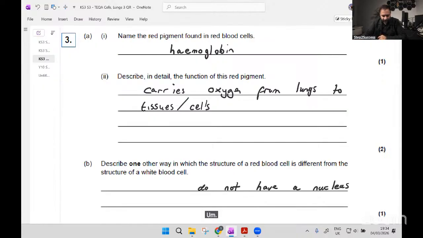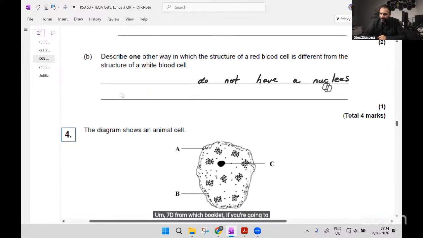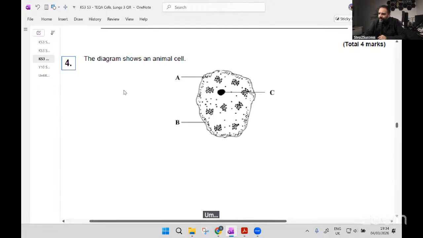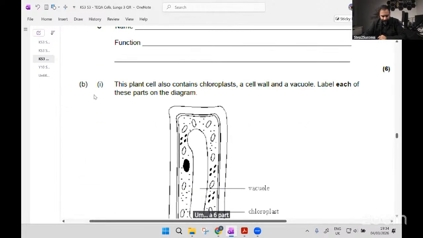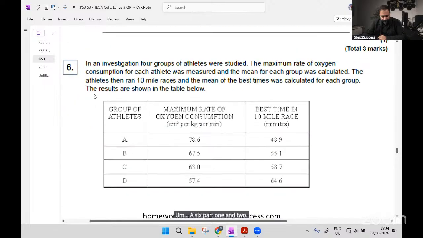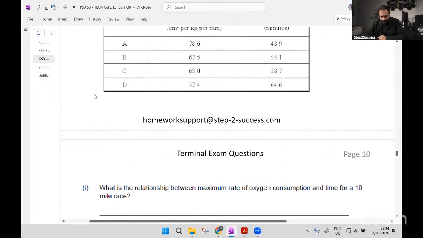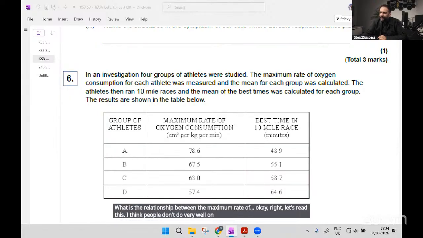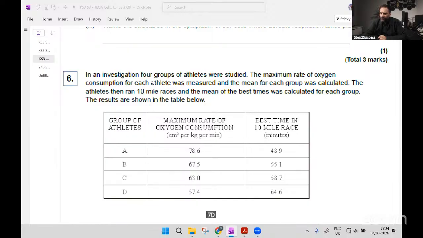7D from which booklet? If you are going to say 7D, if you could tell me. A6, part 1 and 2. What is the relationship between the maximum rate of... Okay, right, let's read this. I think people don't do very well on these questions. 7D from which booklet? Okay.